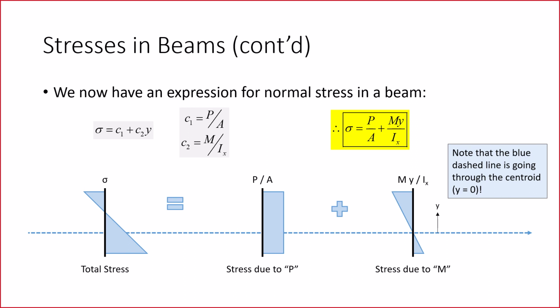So let's take a second and digest this. I propose that under axial load and bending moment, the stresses are computed as follows. The total stress equals P over A plus My over I. P over A is the stress due to P. We already knew that the stress due to an axial load was computed as P over A. What's new is that the stress due to a bending moment is My over I. Okay?